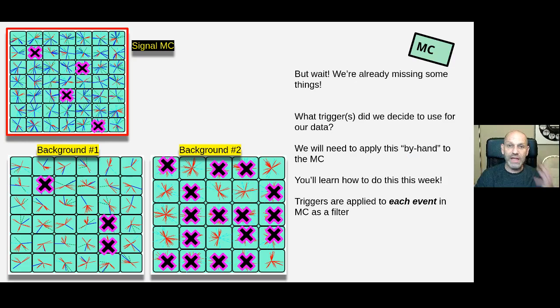And right off the bat, you realize, whoa, I guess my Monte Carlo is not the same as my data, because the Monte Carlo doesn't have that trigger, doesn't have that pre-selection. So it's going to be up to you to apply that by hand, given whatever framework you're going to be using. And you'll learn that this week. This trigger is applied to each event in your Monte Carlo, and it's up to you to apply that.